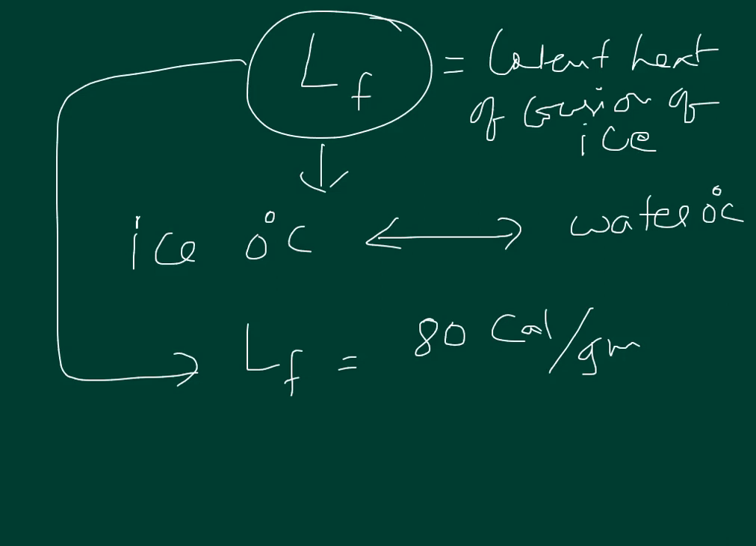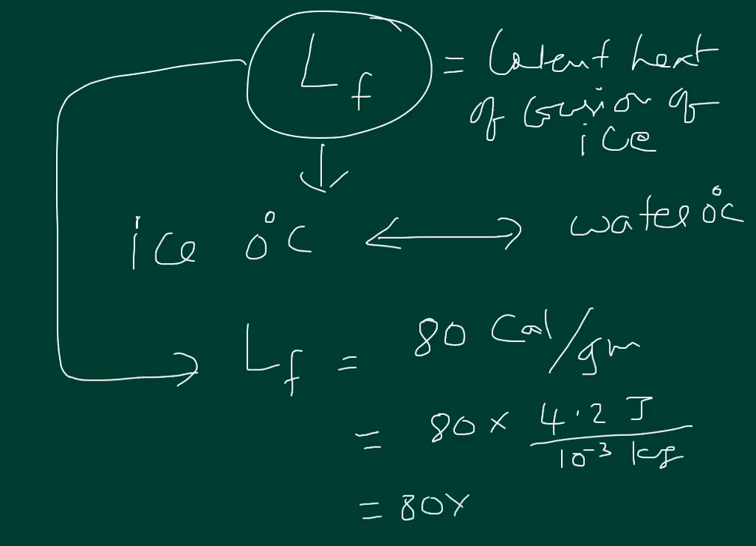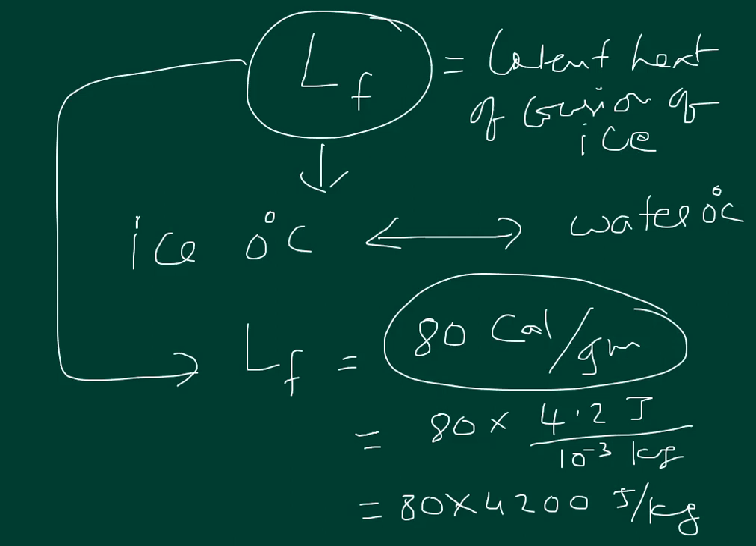So if you want to check it in SI units, we can convert. 1 calorie is equal to how many joules? 4.2 joules, and 1 gram is 10 power minus 3 kg, and I can write it as 80 into 4200 joule per kg. Okay, this is about the conversion. It's in calorie per gram and in SI units joule per kg. My interest is not that.